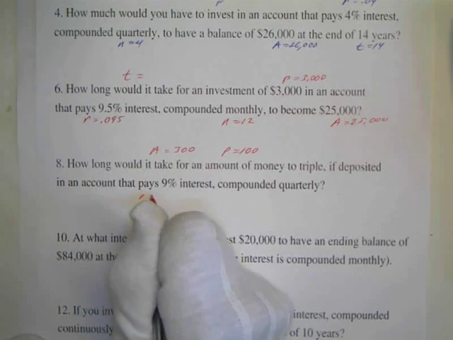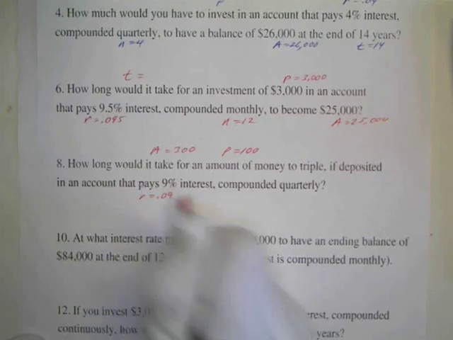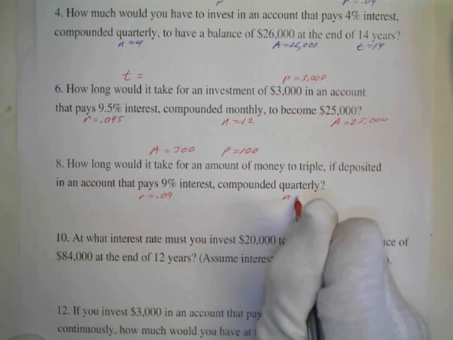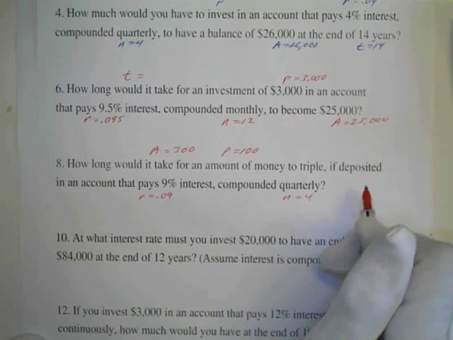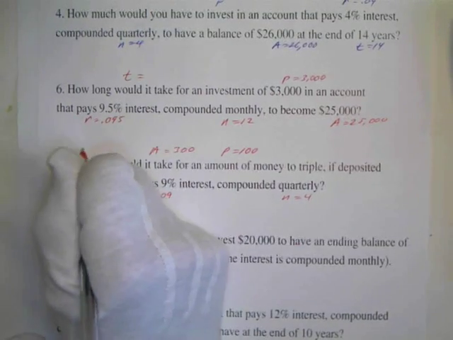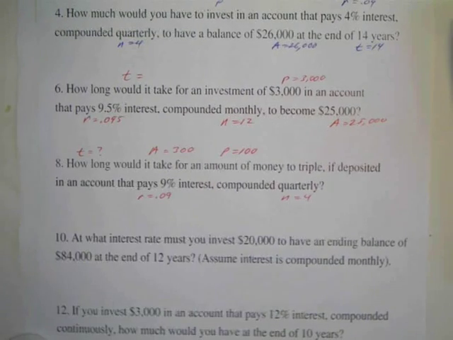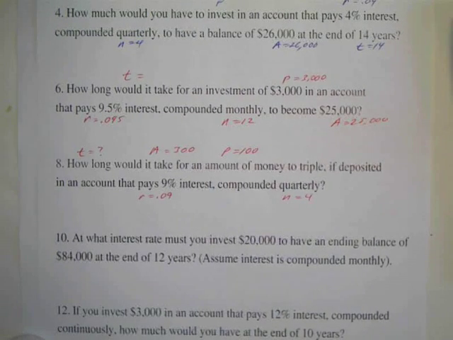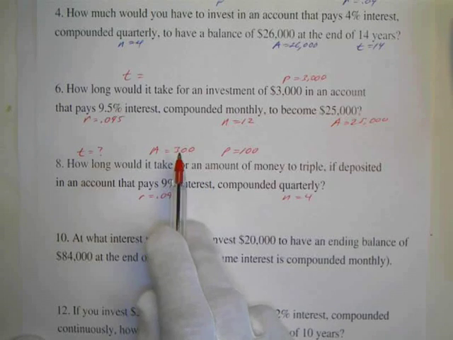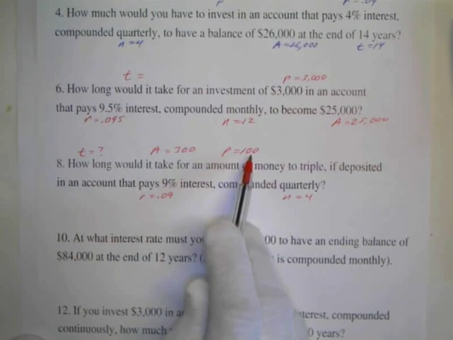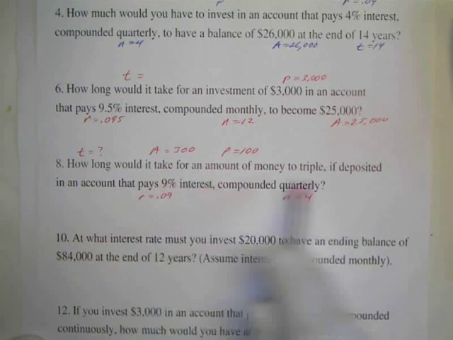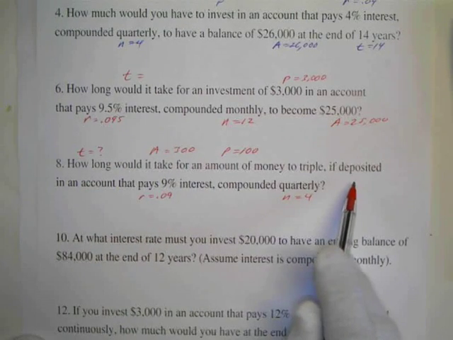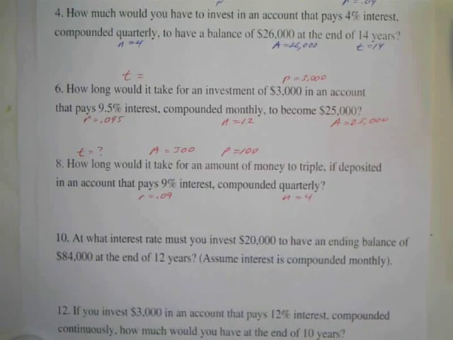The rate is easy. That's going to be 0.09. It's compounded quarterly, so n is going to be equal to 4. And how long? So that means we're looking for t. All right? So let's put these numbers in our formula now. We don't know that it's going to be 300 and 100, but we know the amount will be 3 times the principal because the money is going to triple. So if you put $100 in, you'll have $300. That means your money tripled. So let's put this in our formula over here.